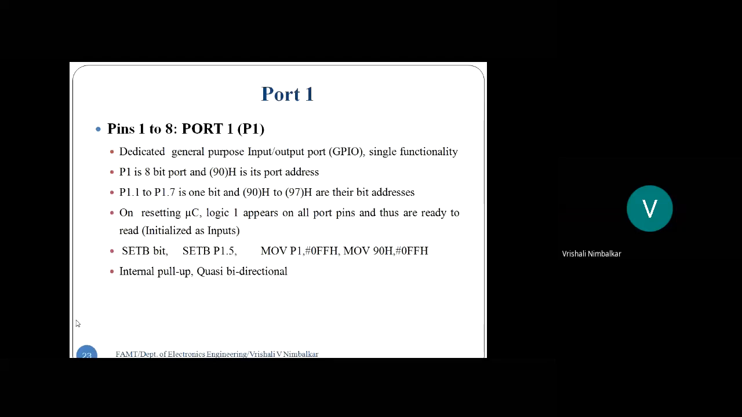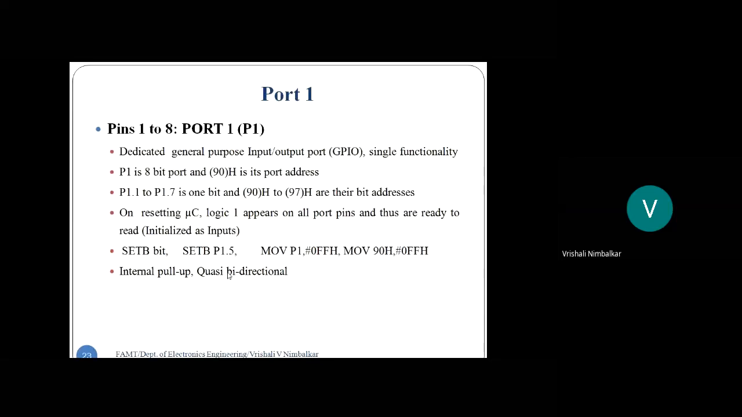Port 0 was an open drain port, whereas port 1 has an internal pull-up. And it is quasi bidirectional. It means at a time, either the port will be used as an output port, or we have to initialize it so that it will function as an input port. At a time, the direction of data transfer will be either output or input, not bidirectional. Port 0 is bidirectional when it functions as data bus D0 to D7, whereas port 1 is quasi bidirectional. We need to initialize the port so as to function as input.